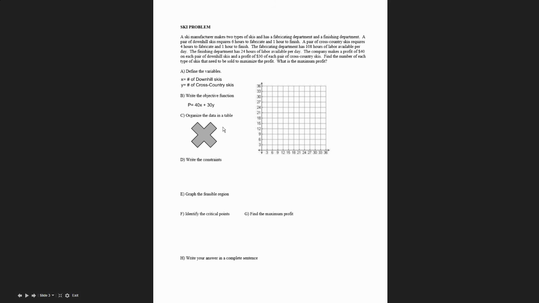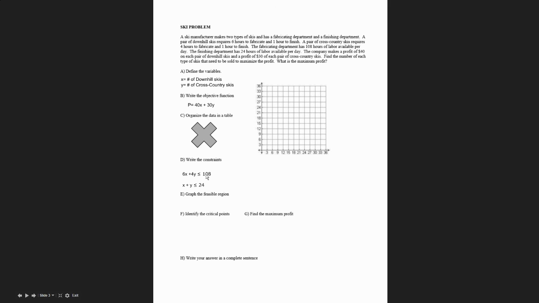We're going to skip organizing the data in a table and the constraints. So the constraints are just time. So you have 6 hours for fabrication of a downhill ski, and you have 4 hours for fabrication of a cross-country ski. And then for the fabricating department, you only have 108 hours of labor available. So that'll become 6x plus 4y is less than or equal to 108.